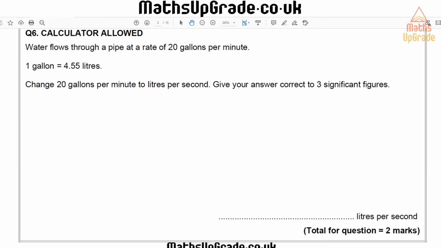Question 6. Again, like an earlier question, this requires me to convert between compound units.